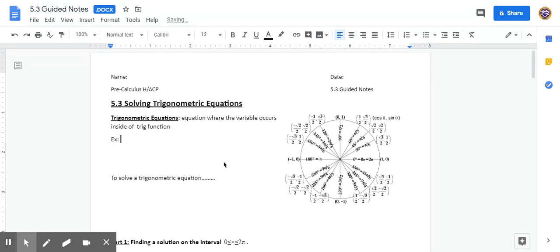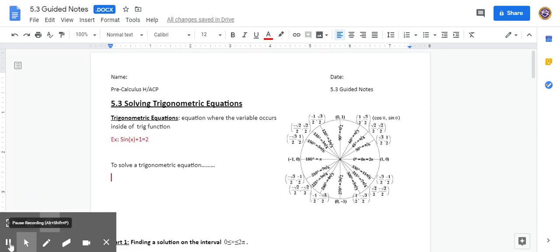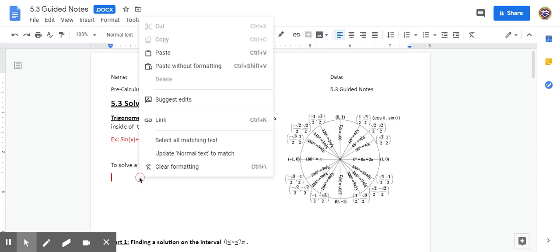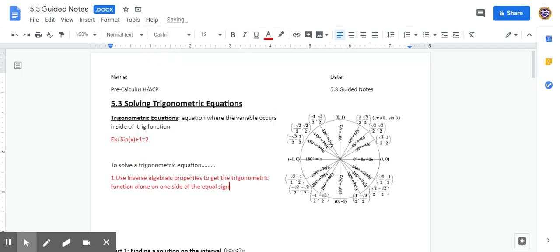A trig equation is an equation where the variable occurs inside of a trig function. For example, if we have the sine of x plus 1 equals 2, that would be an example of a trig equation because the x is grouped together with our trig function. To solve a trig equation, we have a couple of steps we're going to follow. The first step is use inverse algebraic properties to get the trig function alone on one side of the equal sign.